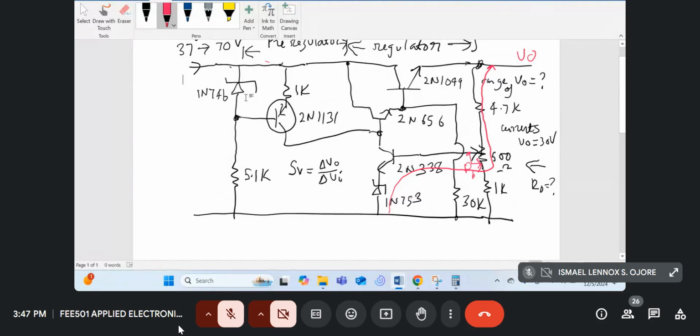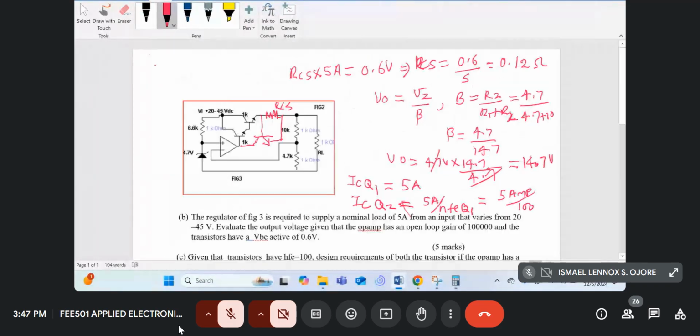Now, IN755 rather. Oh, my eyes. It's IN753. How come I don't have the data over here? Let's go to the internet. I don't have it in here.